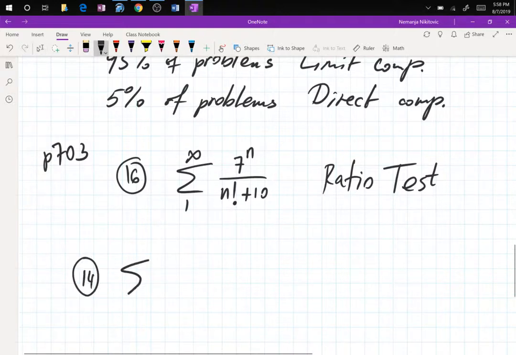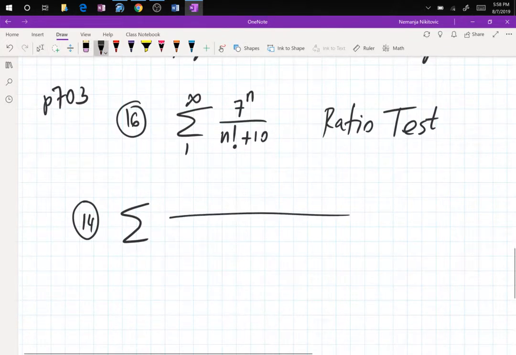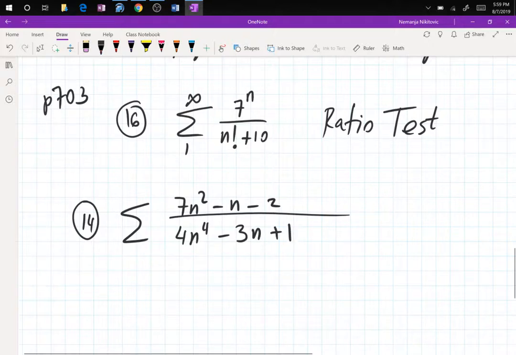Problem 14. A whole mess of 7n squared minus n minus 2, and then we have 4n to the 4th minus 3n plus 1, from 1 to infinity. This is a great problem to talk about. Divergence test? Nope, not working here because you have n squared divided by n to the 4th. The limit is 0, so the test is inconclusive. So we have to look at which of the 9 tests we are to use here.